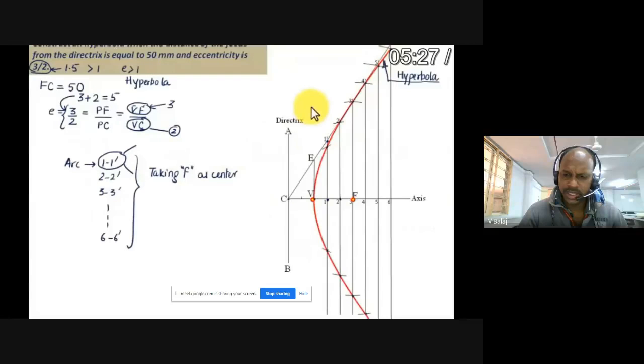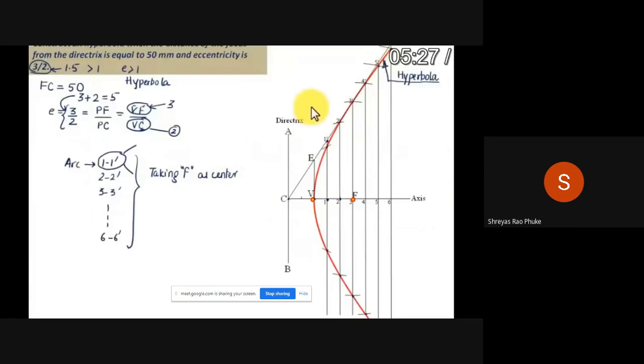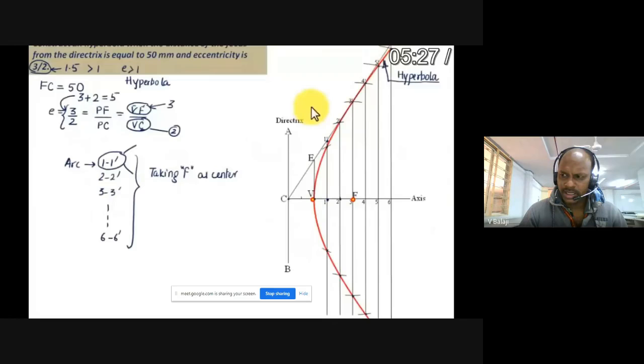Sir, is the engineering drawing sheet the same as A2 paper or is it different? See, theoretically A2, but in the markets, sometimes due to cutting errors and all, you may not get the exact size, but nearest to that size, whatever is available in the market, you can buy. Exactly A2 is the recommended size for engineering students.